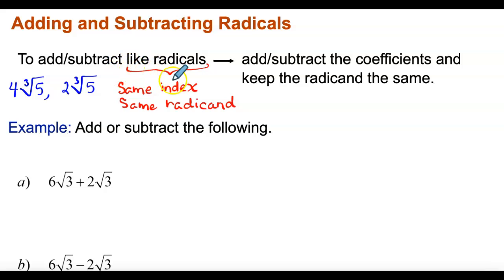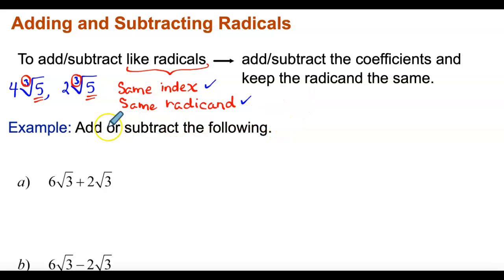First of all, like radicals are radicals that have the same index and the same radicand. So for example, over here, we have 3 and 3, so we have matching indexes, and we have a radicand, which is 5 in both cases. So that means these two are like radicals, and we could add or subtract them no problem. So let's look at our first example.